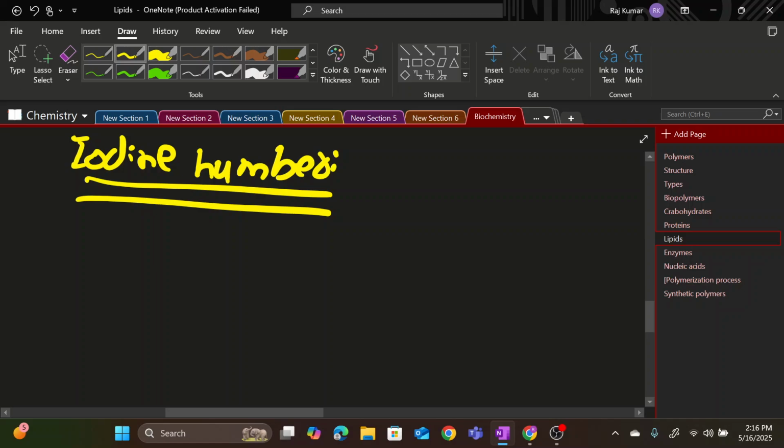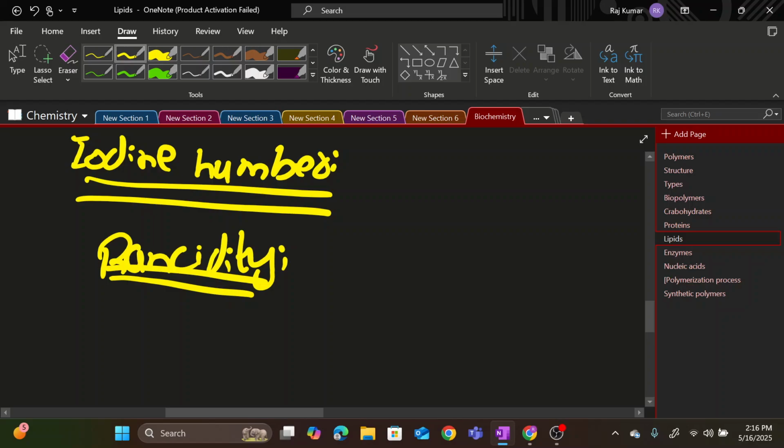Another important thing is what we call rancidity. What is rancidity? Rancidity is basically the foul odor or characteristic smell that comes out when lipids burn or decay. When lipids decay, they give off a very foul smell, which is known as rancidity.